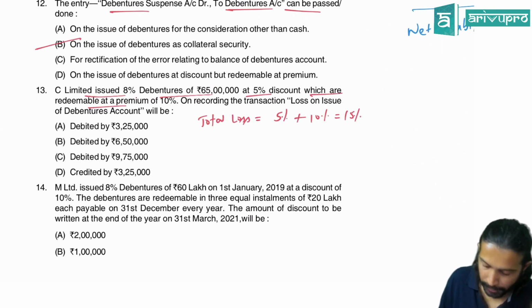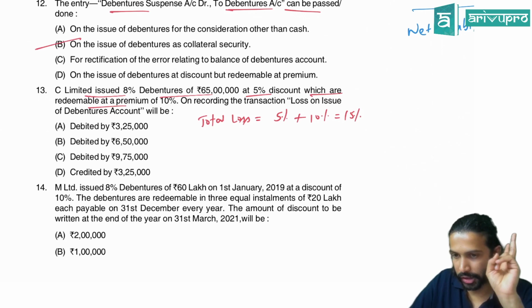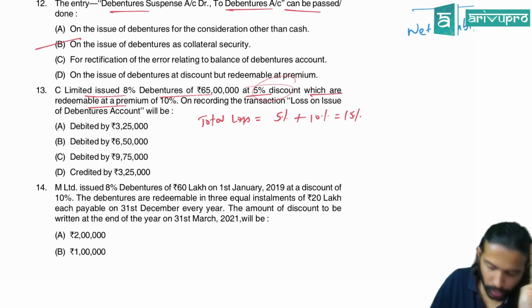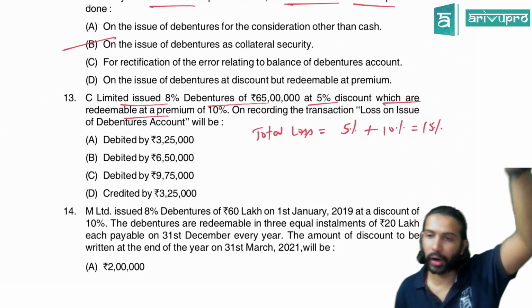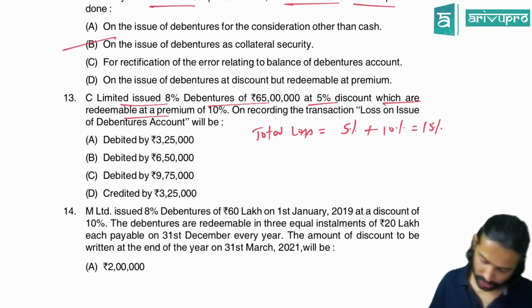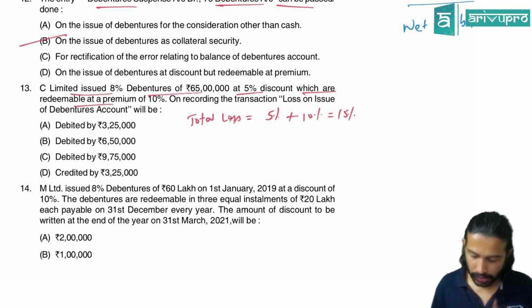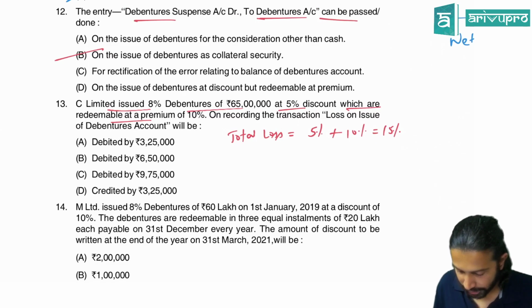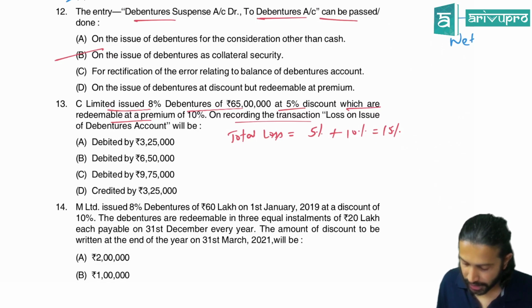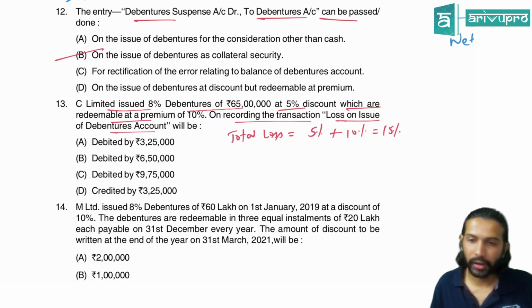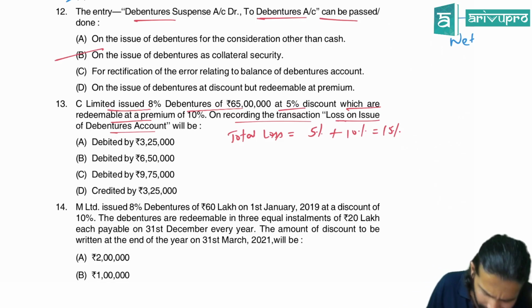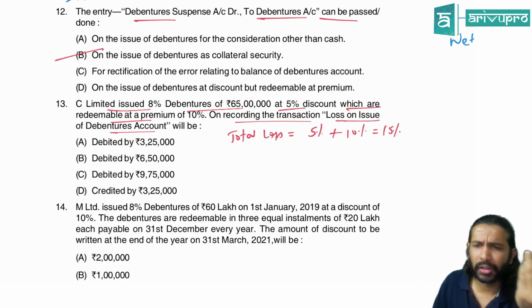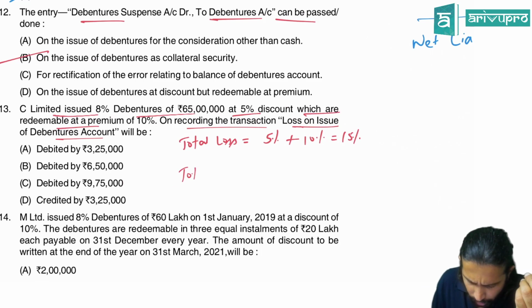When we have done this chapter, whenever they say loss on issue of debentures, loss could be two things. One, if debentures are issued at discount, that is a loss. If debentures are redeemed at premium, meaning the company is paying more at the time of redemption, that is also a loss. So here the loss is 15% the company is incurring. Now let's see what they're asking. On recording the transaction, loss on issue of debentures will be debited. Loss means you will obviously debit. That's a nominal account rule. All losses should be debited. They're asking how much will you debit? Whatever is the loss, you will debit that much. Can you tell me what is the total loss in amount?